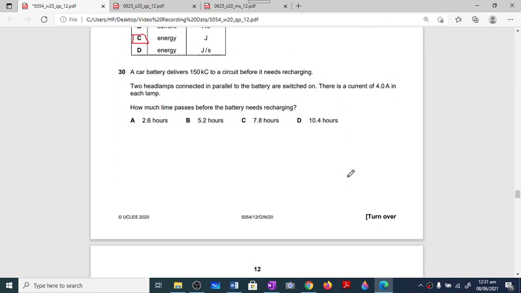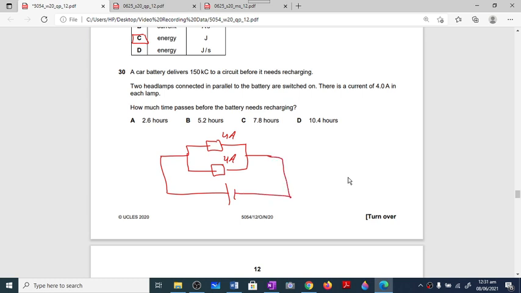Now question number 30. In order to solve that question, I will draw the diagram and then explain it. So 4 ampere and again 4 ampere. So that is a battery. It means that from the battery the total current is 8 ampere.